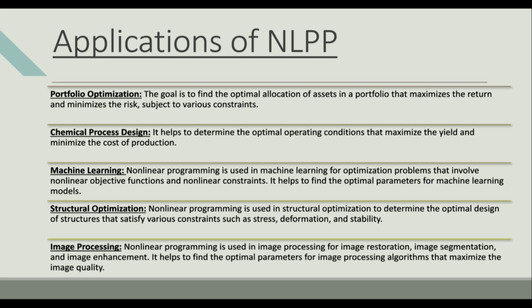Machine learning. In recent years, due to the increase in the use of machine learning, there is use of optimization with the help of nonlinear programming problems that involve nonlinear objective functions and nonlinear constraints. It helps to find the optimal parameters for machine learning models.